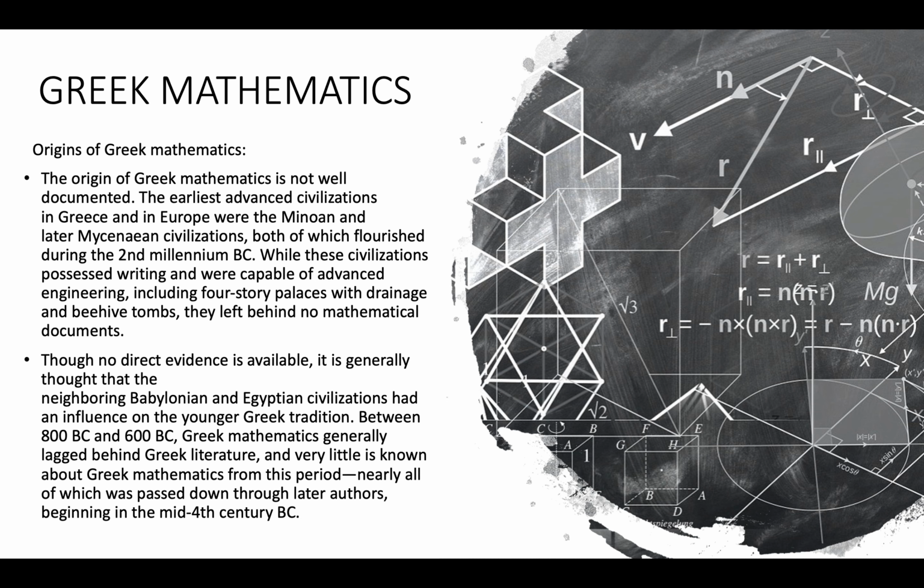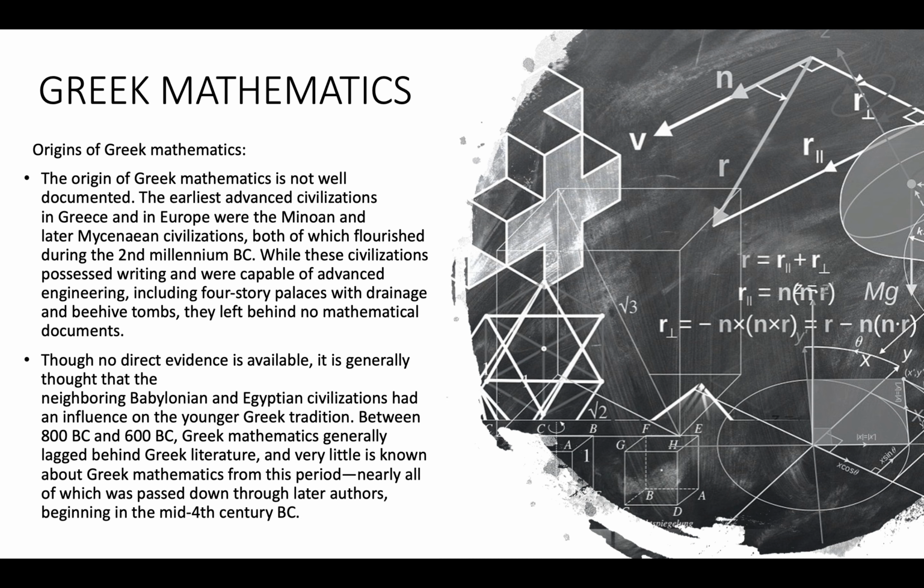Moving on to the Greek mathematics. Origin of Greek mathematics. The origin of Greek mathematics is not well documented. The earliest advanced civilizations in Greece and in Europe were the Minoan and later Mycenaean civilizations, both of which flourished during the second millennium BC.